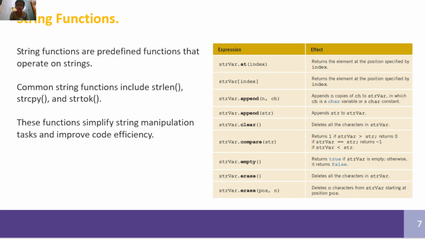stringvariable.clear() deletes all the characters in string variable. stringvariable.compare(str) returns 1 if string variable is greater than string, returns 0 if string variable is equal to string, returns -1 if string variable is less than string. Next we have stringvariable.empty(), returns true if string variable is empty, otherwise it returns false. stringvariable.erase() deletes all the characters in string variable. stringvariable.erase(pos, n) deletes n characters from string variable starting at position pos.